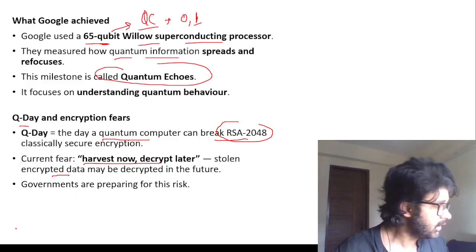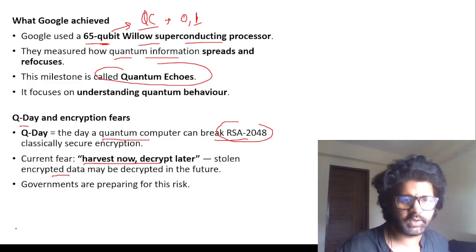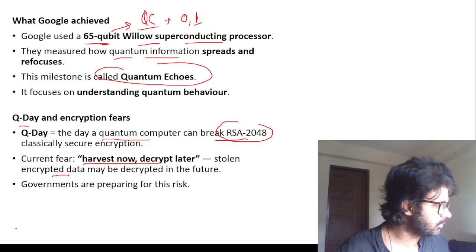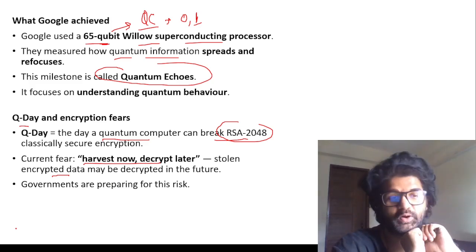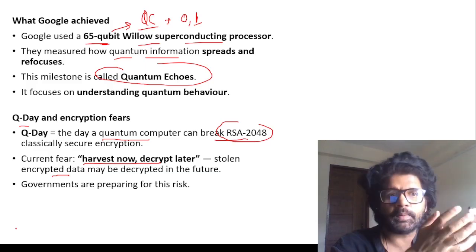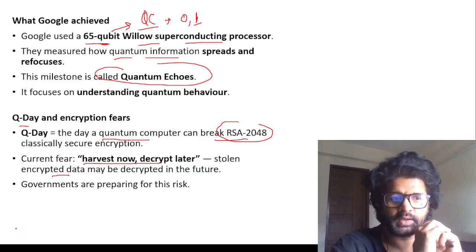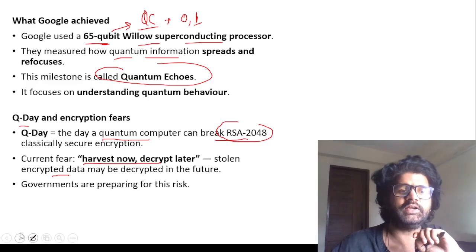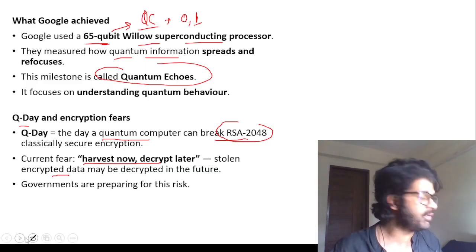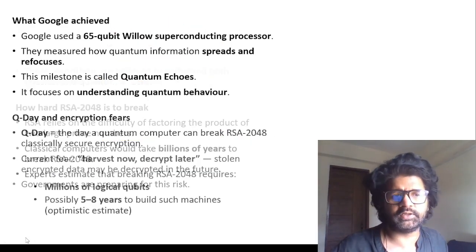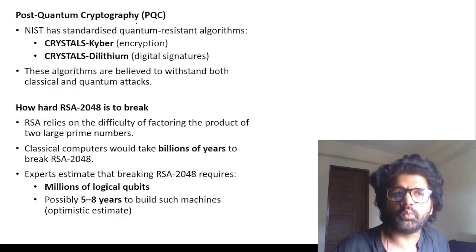Governments are preparing, because if these hackers are able to break this encryption, oh my God, tongue twister, they may be able to access our bank accounts and all, guys. So we have to prepare for this risk, and that is called Q day, when the quantum computer will be able to break the current secure encryption. And now the world is preparing for it.